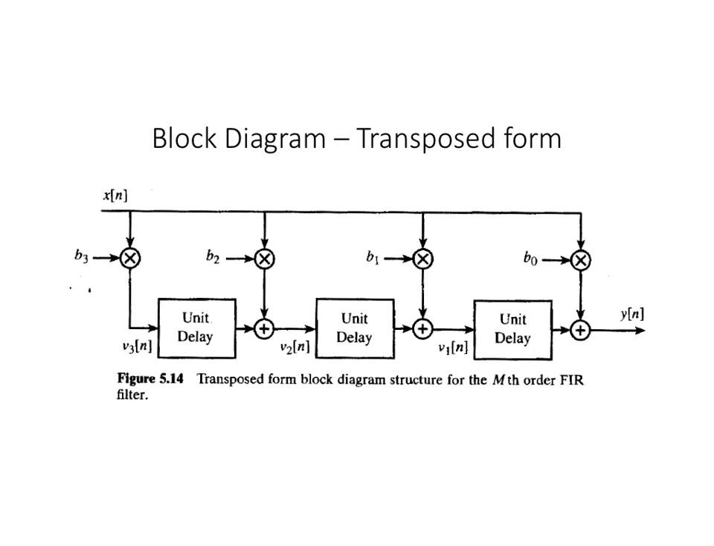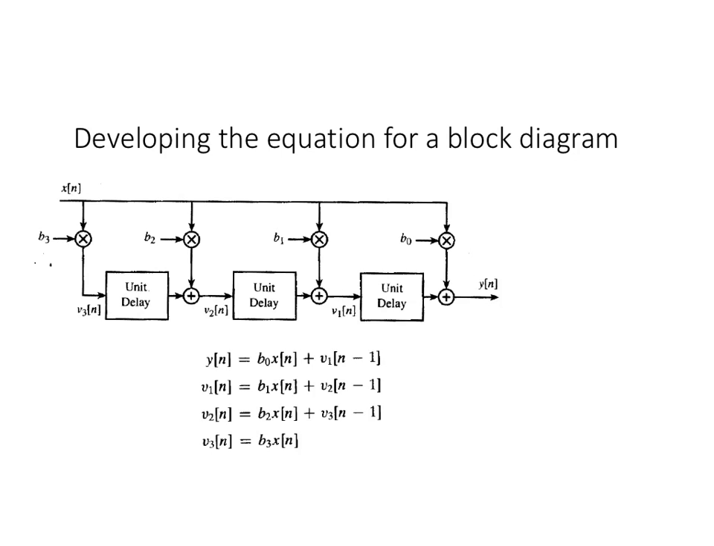So another way that we can make a block diagram of a system is shown here. This is called the transposed form, and we'll walk through an example of how to write down the equation for this form. The first step is to define variables for the inputs of each of the unit delays, and then we're going to write equations for each of the summations. If we do that, those equations look like this.